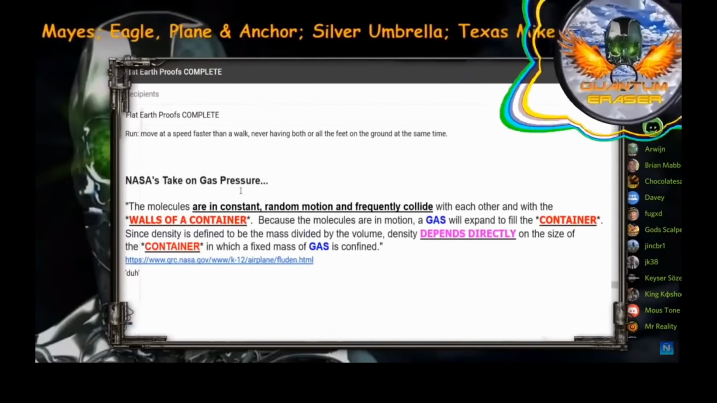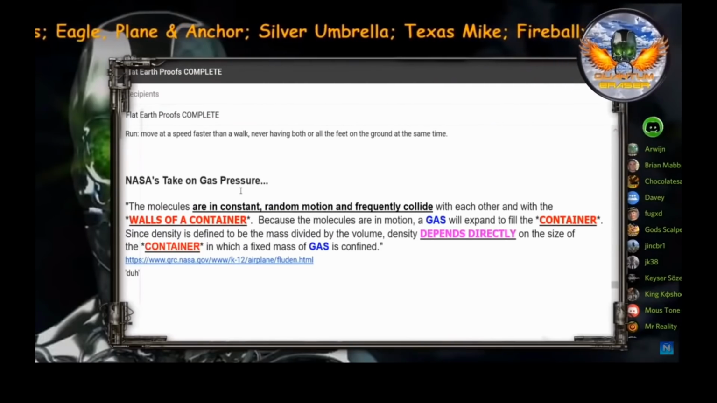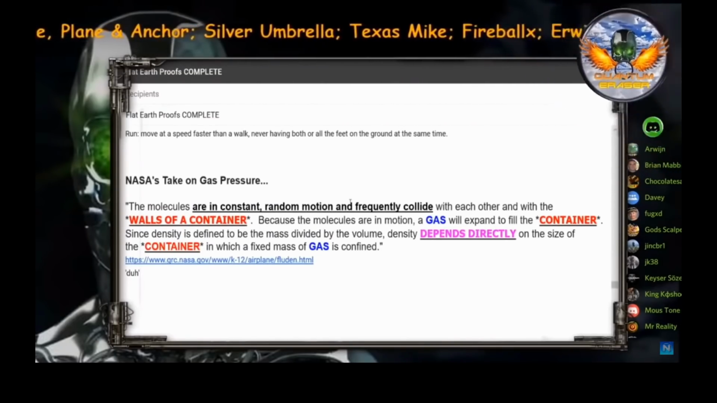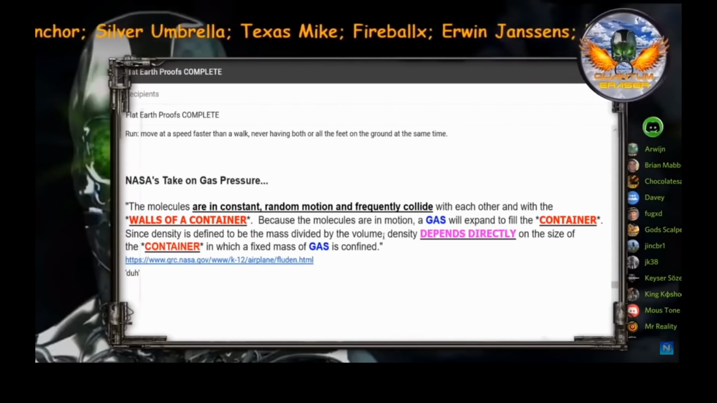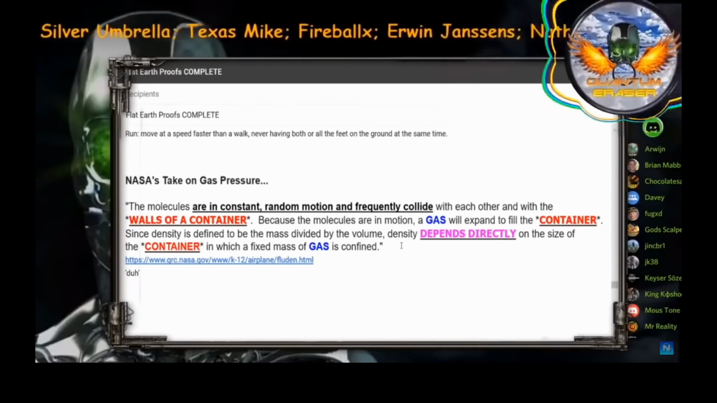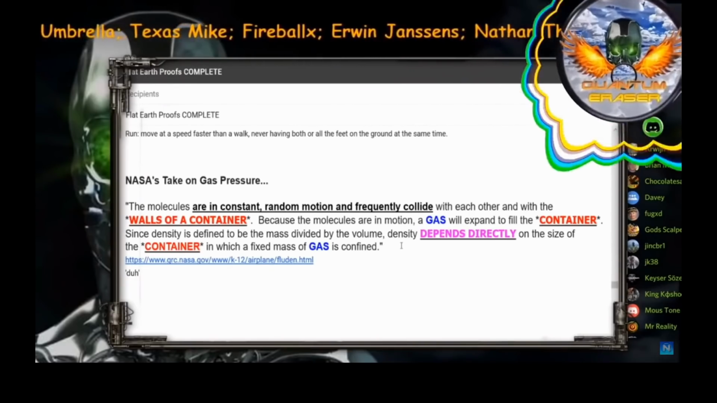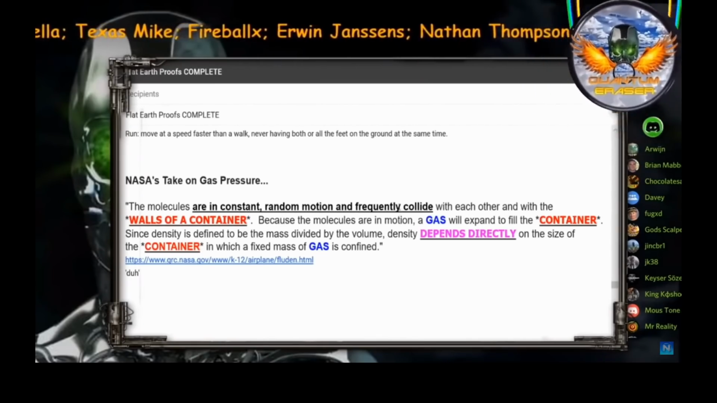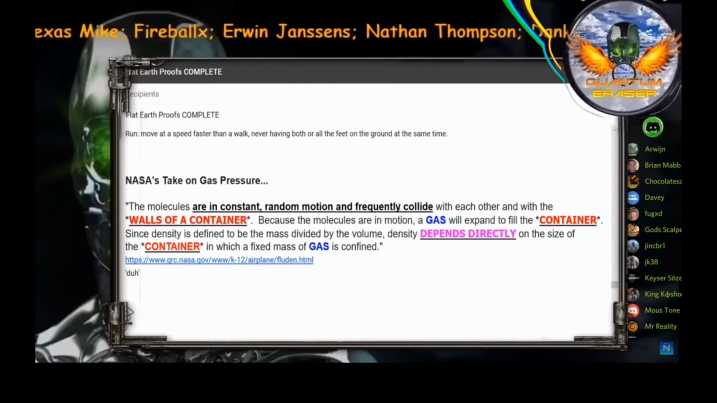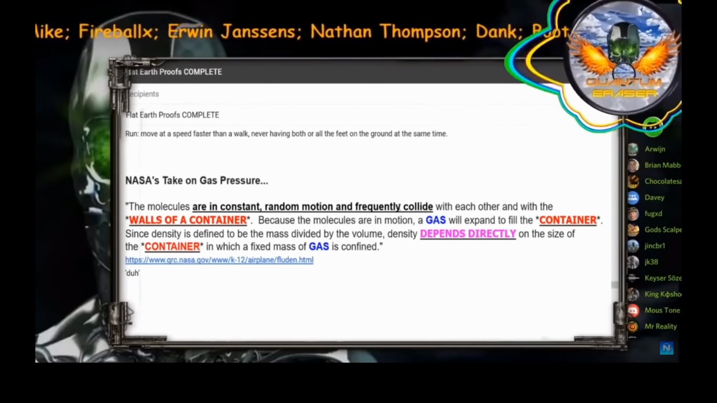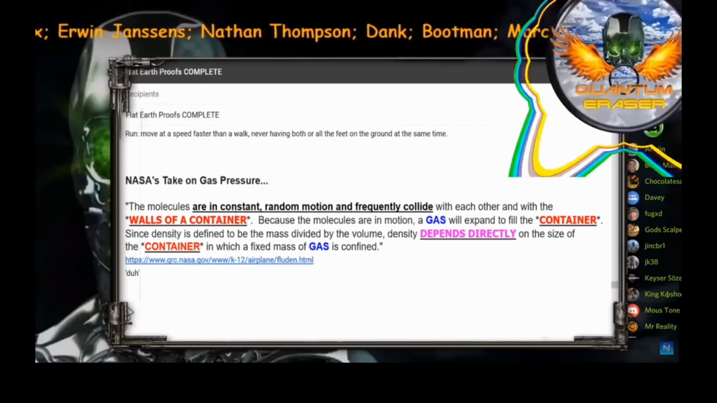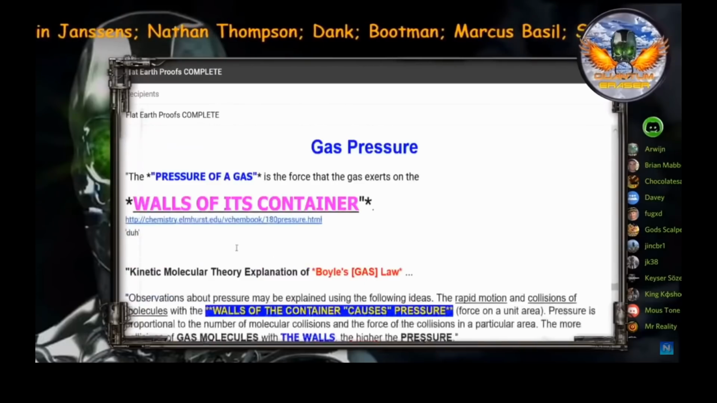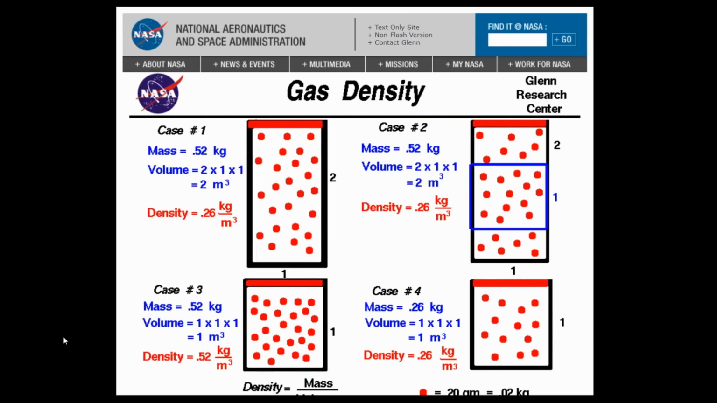My word. Here's NASA's take on gas pressure. The molecules are in constant random motion and frequently collide with each other and the walls of the container. Because the molecules are in motion, a gas will expand to fill the container. Since the density is defined to be the mass divided by the volume, density depends directly on the size of the container in which a fixed mass of gas is confined. They're even telling you, you're priests. Oh my goodness, we have another cherry pick by Quantum Eraser.